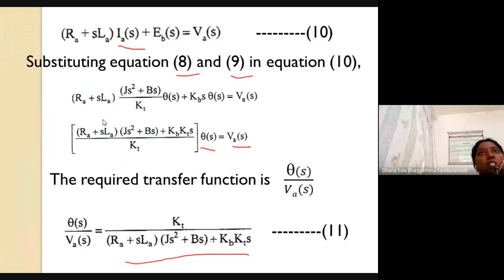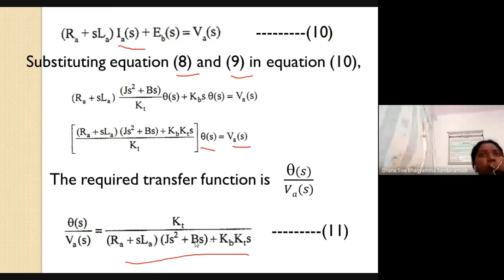Take theta of S common. If you take theta of S common, you will get an equation like this. So take the ratio of theta of S by VA of S. Theta of S is the output and VA of S is the input. So that ratio will give us the transfer function of the system.